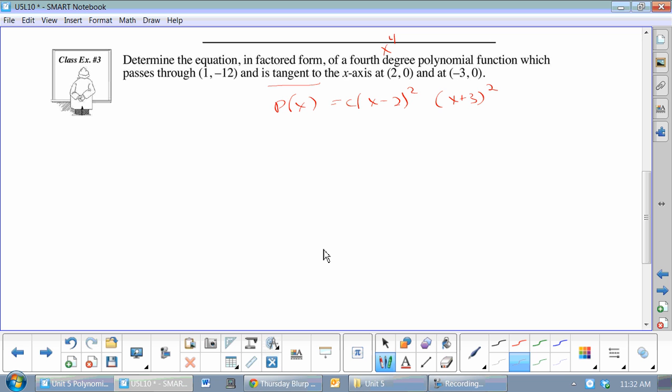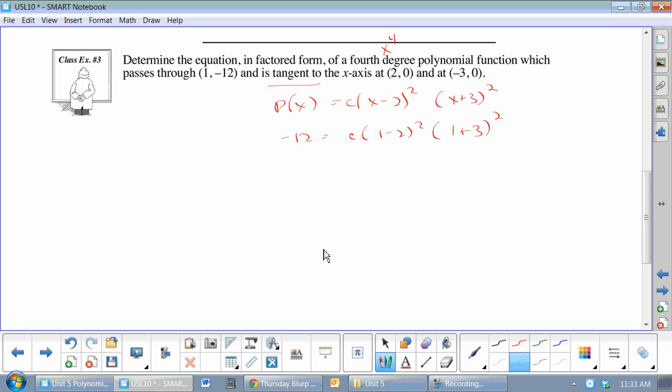Put in the point. Okay, so can you see the redundancy here? Get the equation, sub in the point, find your c. Okay, so the point is -12 equals c times (1 minus 2) squared times (1 plus 3) squared cubed. No, squared, that's what I'm talking about.